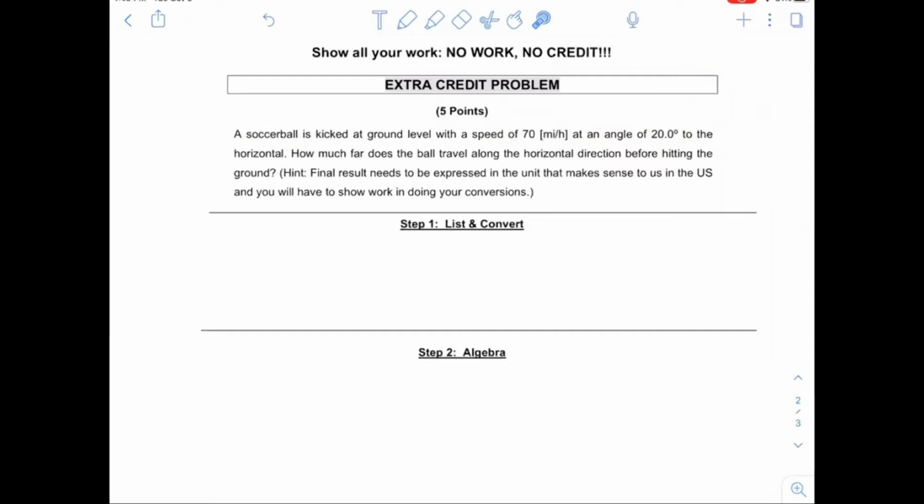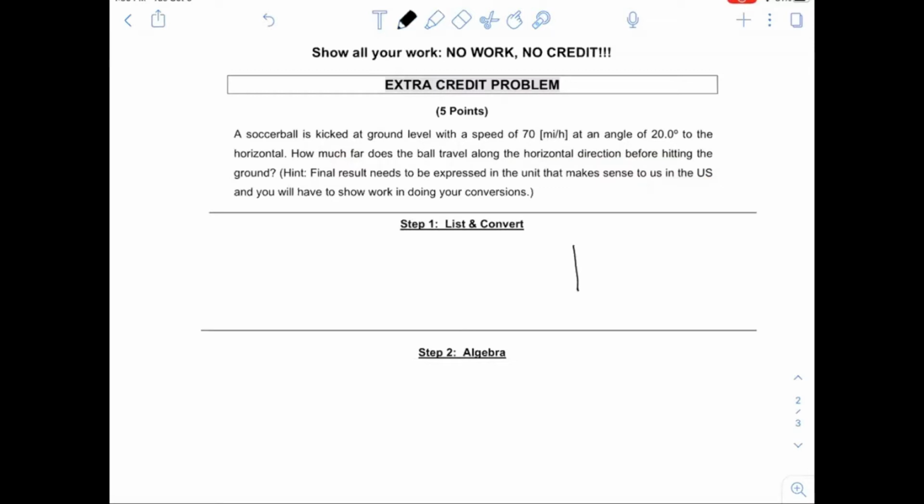How far does the ball travel along the horizontal direction? The final result needs to be expressed in units that make sense to us in the United States, which means that we have to convert it to feet at the end.